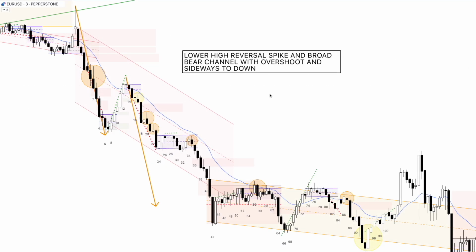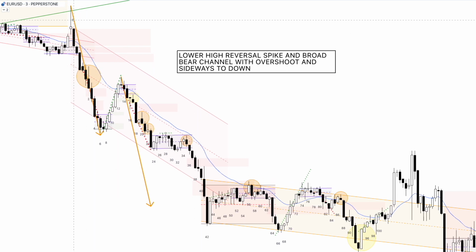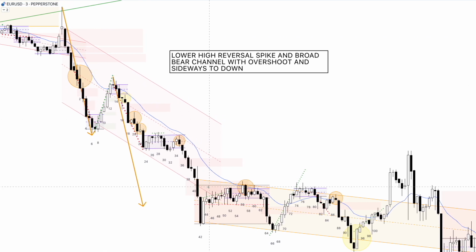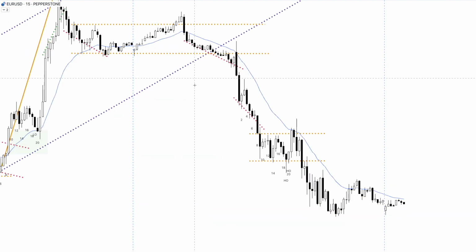Hello, this is the price action for yesterday, the EURUSD 3-minute chart. We had a lower high reversal with a spike down and a broad bear channel, followed by an overshoot and sideways to down. Let's go up to the 15-minute chart to see how this formed.